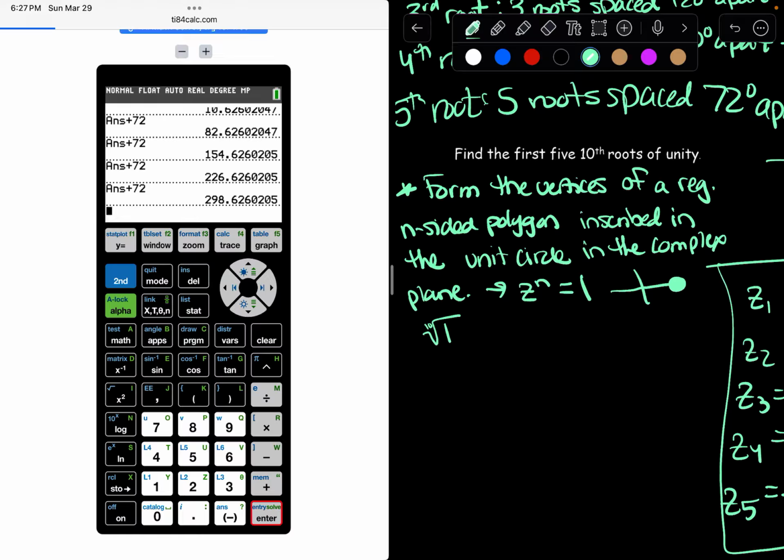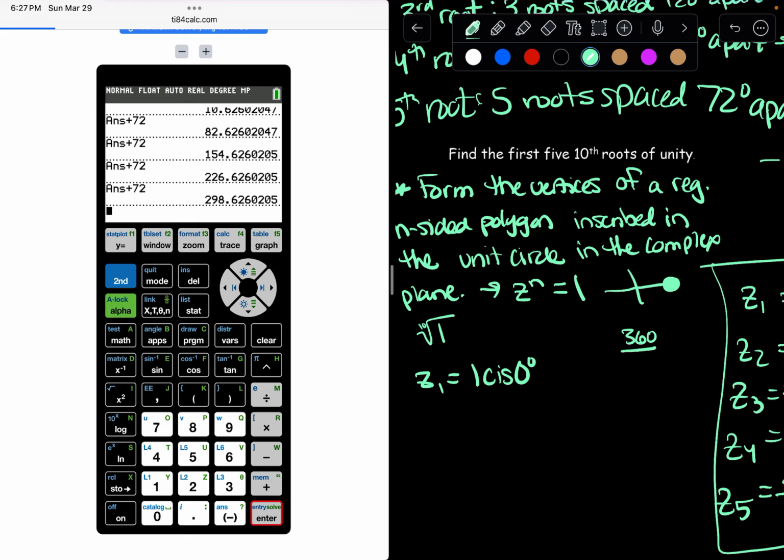So whenever you're dealing with roots of unity, your first solution will always be this. 1 CIS 0 degrees, because our home base will always be 0 degrees, and it will always have a radius of 1 because we are inscribing these n-sided polygons onto the unit circle in the complex plane, okay? And we will always start at 1. Now from here it says the 10th roots of unity. We want the first 5.